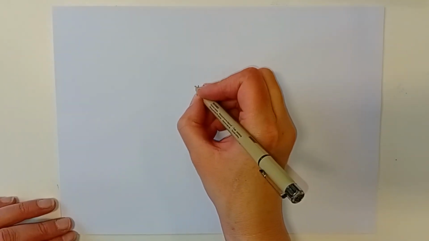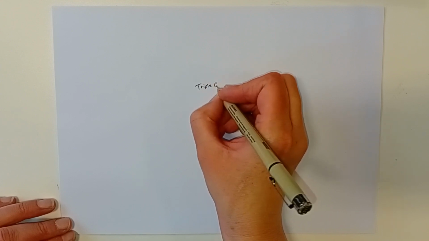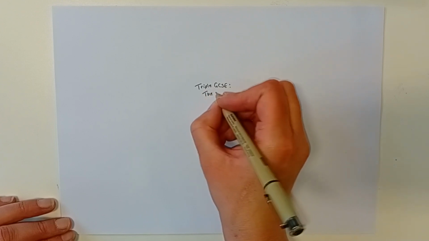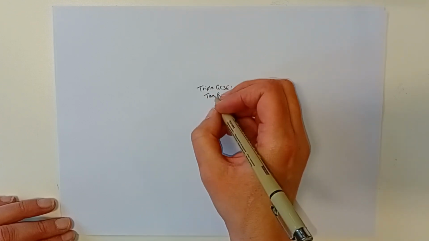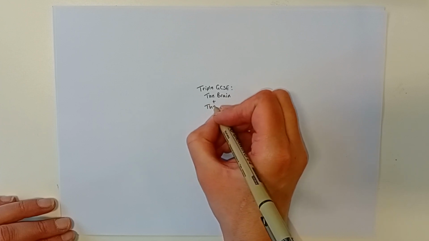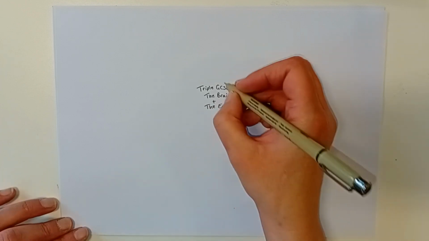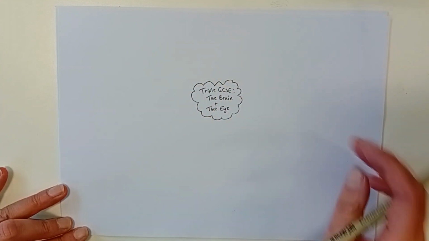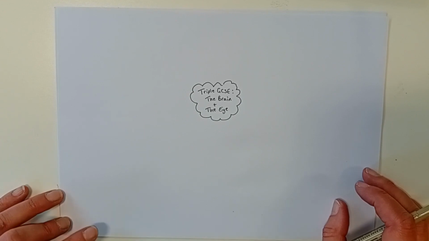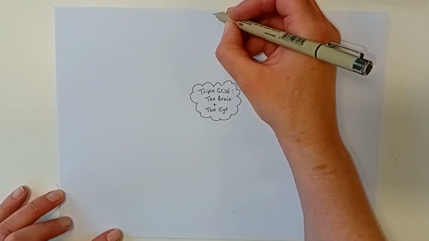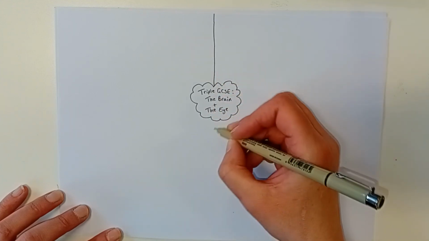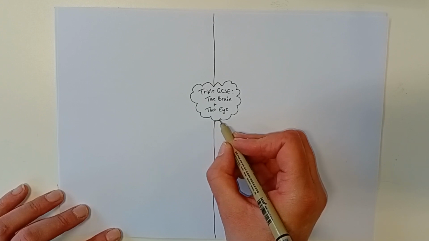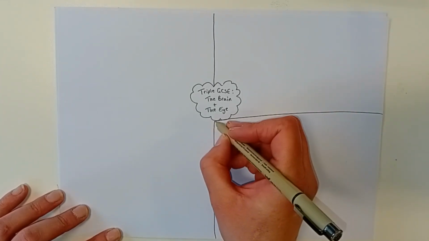So, this is triple GCSE. And we're going to do on this one, the brain and the eye. Go around the edge to make it stand out. And as usual, we're going to divide our page so we know how to set it out and to divide it down the middle. Yet again, I've not done my title in the middle. Into quarters.